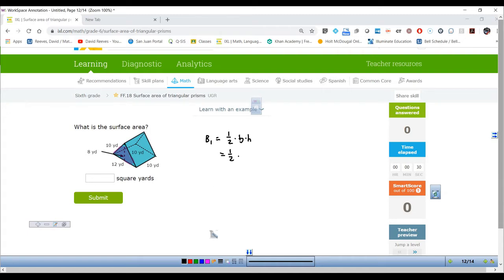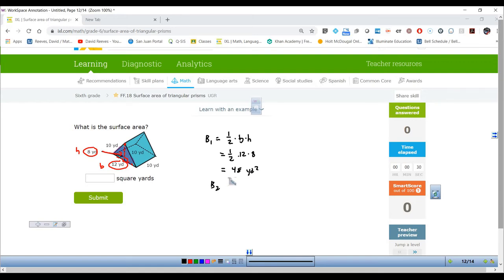1/2. Now remember, when you have a triangle, the height goes from the top down to the bottom, and it makes a 90-degree angle right there with the base. That height that they gave us is 8. So that's our H. And 12 is our B. So it's going to be 1/2 of the base, which is 12, times the height, which is 8. Half of 12 is 6. 6 times 8 is 48. 48 what? Square yards.